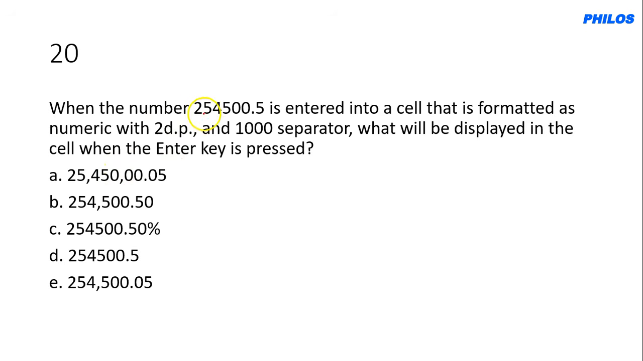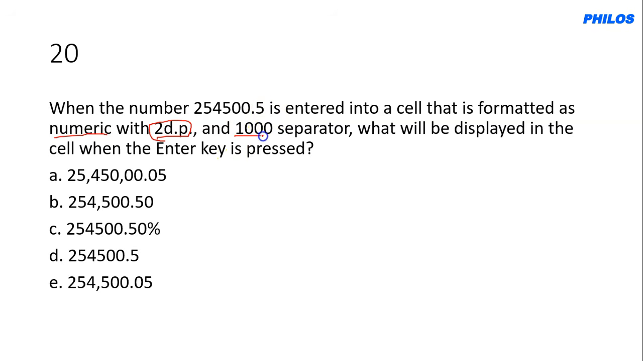Question 20. When the number 254,500.5 is entered into a cell that is formatted as numeric with 2 dp and 1000 separator, what will be displayed in the cell when the enter key is pressed? Now 2 dp means 2 decimal places, so after the point, you should put this in 2 decimal places, so that will be 50.